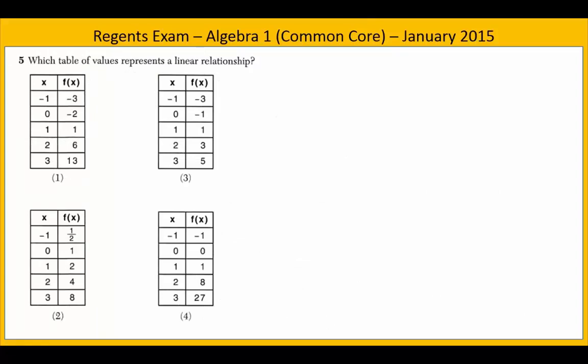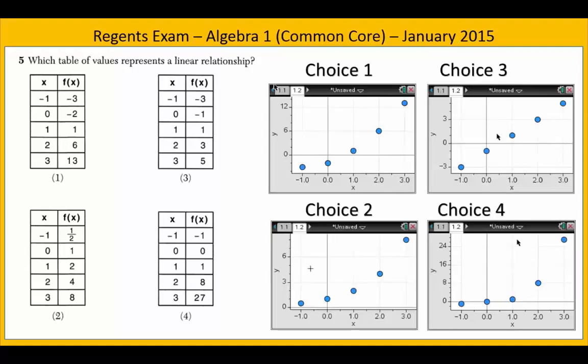In exercise 5, we're given 4 tables and we're asked which one represents a linear relationship. Again, there are a couple of different ways we could approach this. One option is that we could put each of the lists into a list and spreadsheet in our graphing calculator and take a look at the scatter plot. Take a look at the choices when we do that. We notice that many of the choices appear to be exponential in nature, but one of them, choice 3, appears to be linear. That means choice 3 is our answer. That's the table that represents a linear relationship.